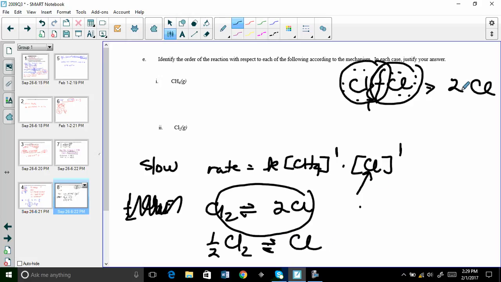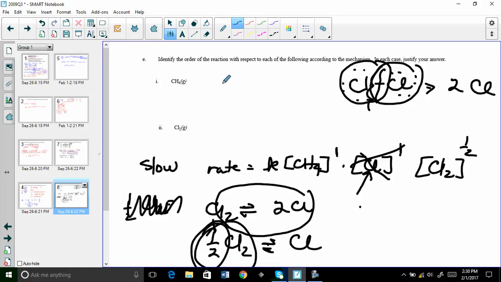So you're going to get twice as many Cl atoms, or you could say you're going to get half as many Cl2 molecules. So now I'm going to come up here and everywhere there's a Cl, I'm going to substitute 1/2 of Cl2. But then you can see that this would change to Cl2, but now the stoichiometry would be 1/2. And so the question is, what is the order of the reaction with respect to CH4? It's first order, because this is a 1, but with respect to Cl2, it's a 1/2 order, because the exponent is a 1/2. Okay, I hope that helps.